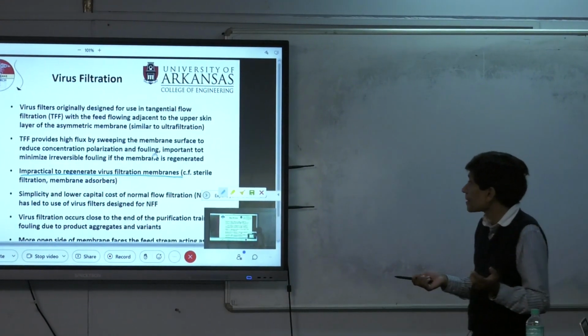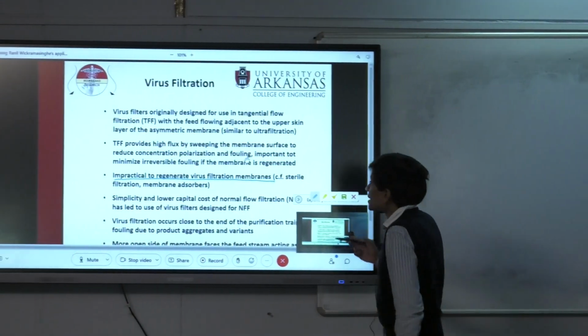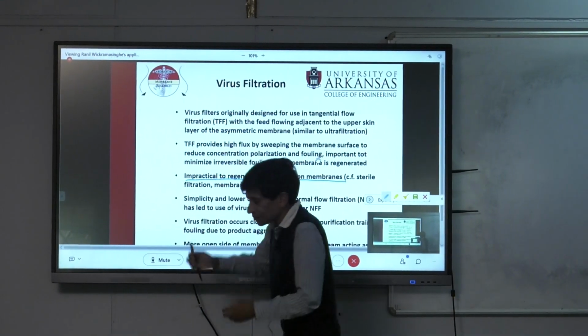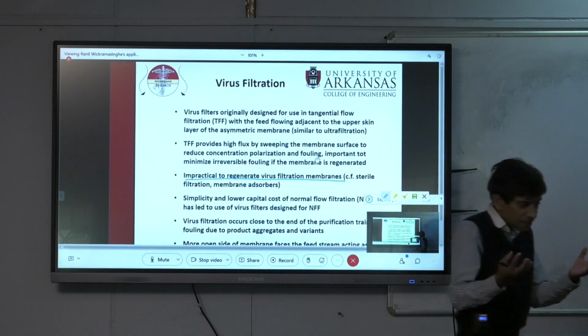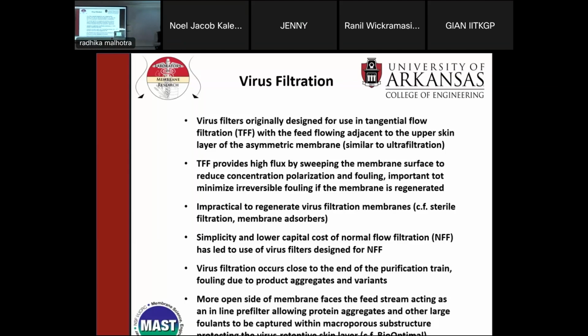That's number one. And number two is that if you run it with the support structure facing the feed stream, the support structure acts as an inline pre-filter, as we have discussed earlier, right? And since you're not going to recover this and reuse it, who cares if it fouls, right? You're not going to try and regenerate it. So that's why they are now run in this opposite way.